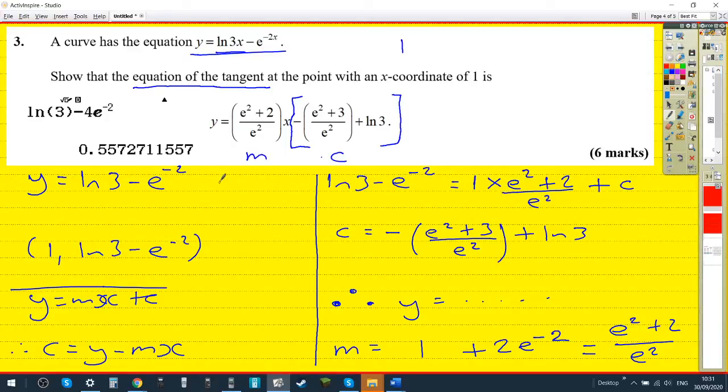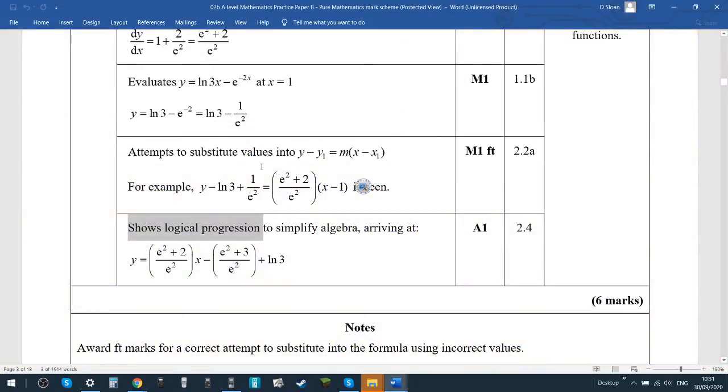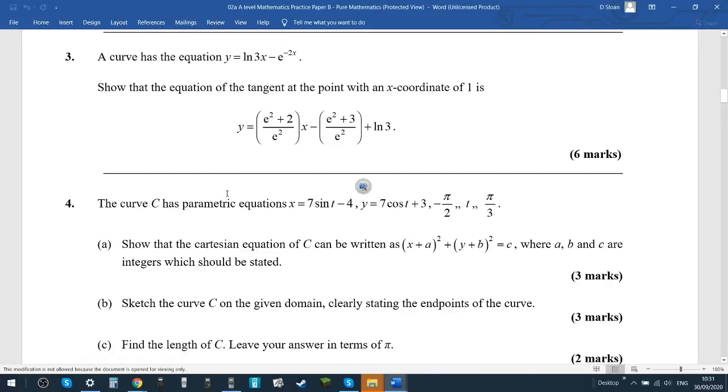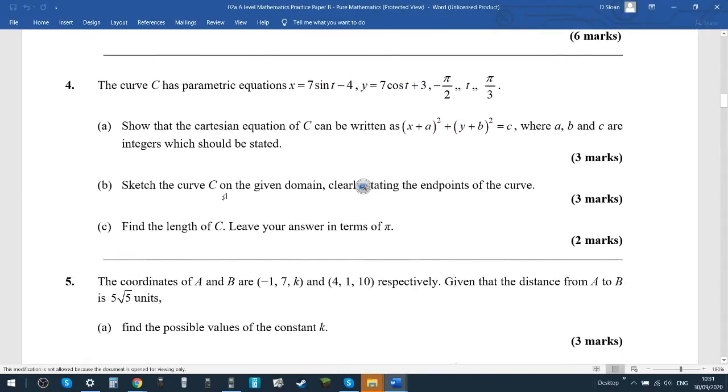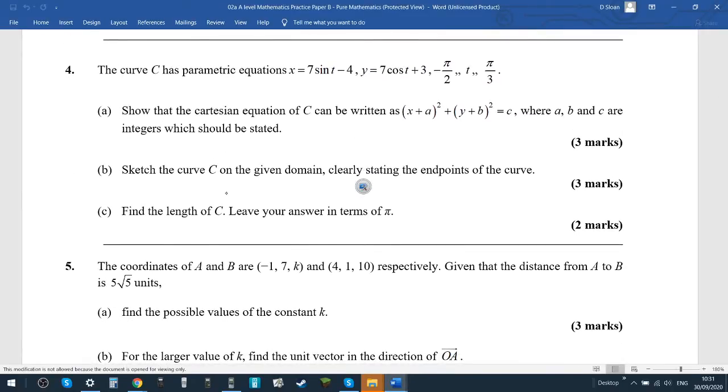No. Okay. So they should have had a bracket like that. I was assuming it is the way you were as well, ln 3x. I'm really not a fan of these sample papers, I have to say. Okay, question 4.